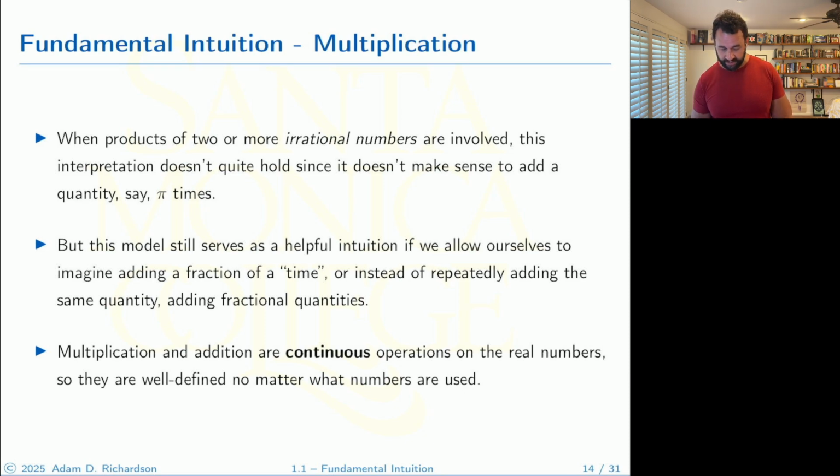Moreover, multiplication and addition are continuous operations over the real numbers. That means they're well defined no matter what numbers are used. You can multiply two irrational numbers, you can multiply a whole number and an irrational number. You can multiply any real numbers in a very smooth and continuous way. So it all makes sense in the end.